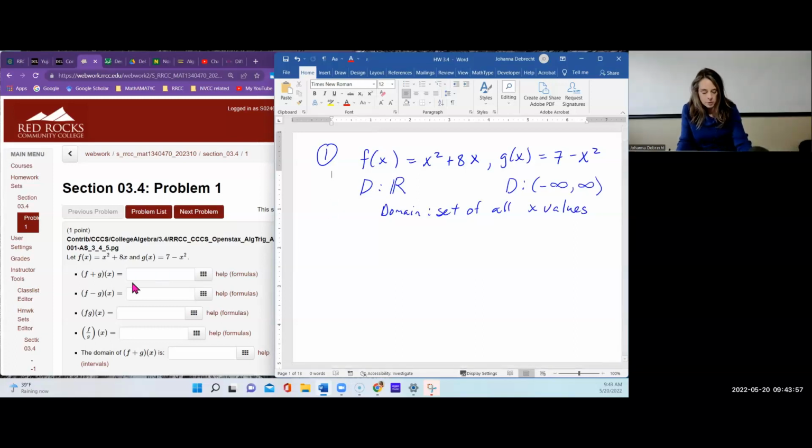Now let's take a look at what we do when we add the two functions together. What do you think the rules should be? You're right.